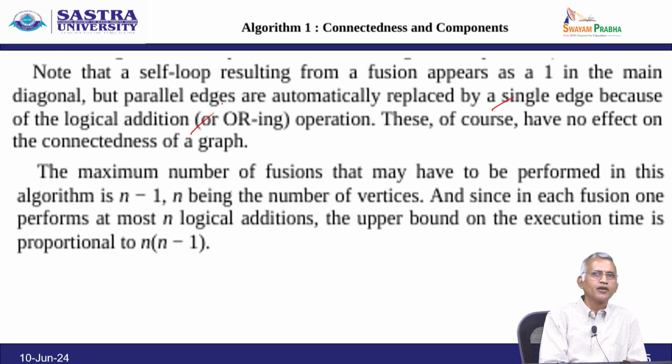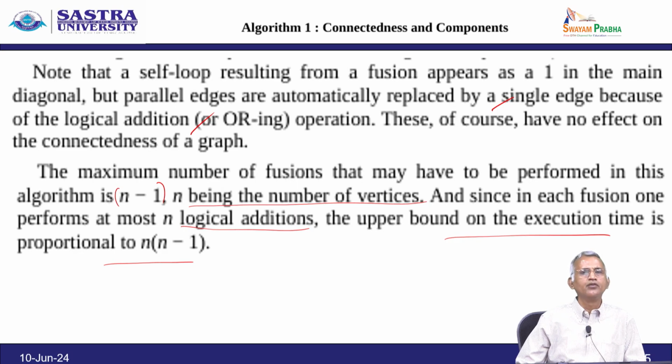The minimum number of fusions that may have to be performed in this algorithm is n minus 1, where n is the number of vertices. Since in each fusion one performs at most n logical additions, the upper bound of the execution time is proportional to n into n minus 1. So, you have to know this idea, and then only you can get the algorithm ideas.